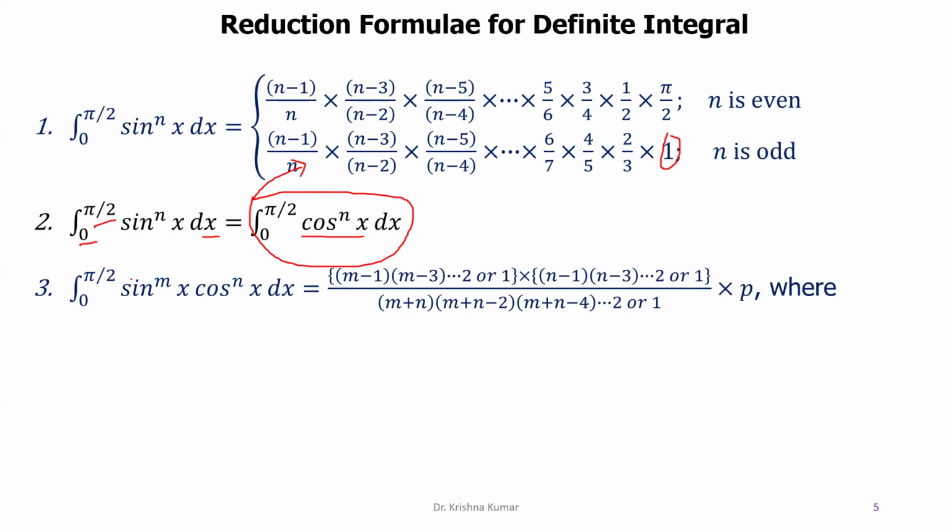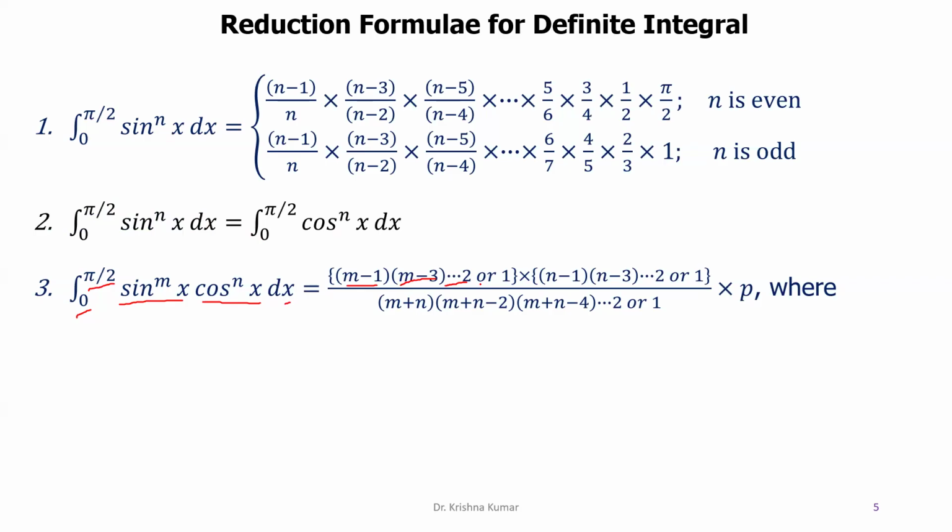Now, we have already seen the reduction formula of integration of sine to the power m x into cos to the power n x dx. Now, if we put the limit from 0 to pi by 2, the reduction formula changes and we get another value. So the reduction formula of sine to the power m x into cos to the power n x under the limit 0 to pi by 2 with respect to x is equal to m minus 1 into m minus 3 into m minus 5 up to, it will give 2 or 1.